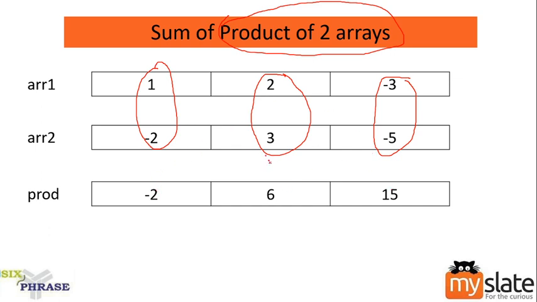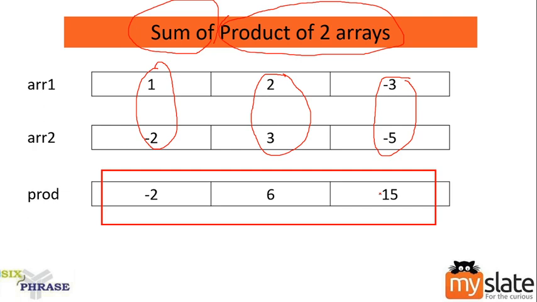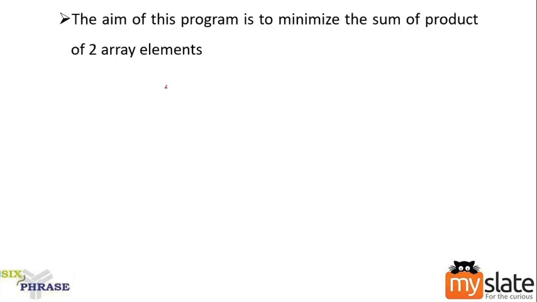Now, I have product of two arrays. Look at the next part. Sum of product of two arrays. Along with the product, you should find sum of product also. So minus 2, 6 and 15 are the product values. We are supposed to find sum of these product values. So add all these values. Minus 2 plus 6 is 4. 4 plus 15 is 19. So sum value is 19. This is what they mean by sum of product of two arrays. Clear?